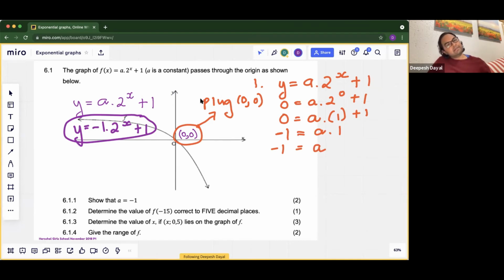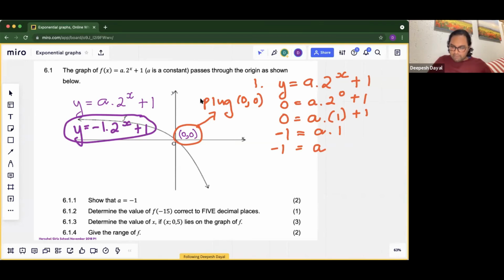Ronewa, you don't always use 0 and 0. It depends on what coordinates they give you. Remember the previous one we used like -1 and 1, and whatever coordinates they give you, you're going to use that. This one here, they gave us the origin, so we used it. But whatever coordinates they give you in the graph, you're going to use that. Okay. So A is -1. Right, so we got the equation. Let's try the next one.